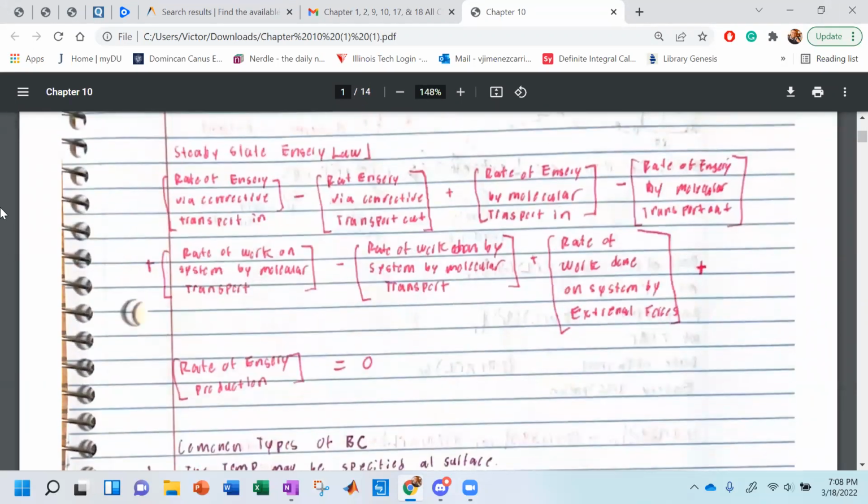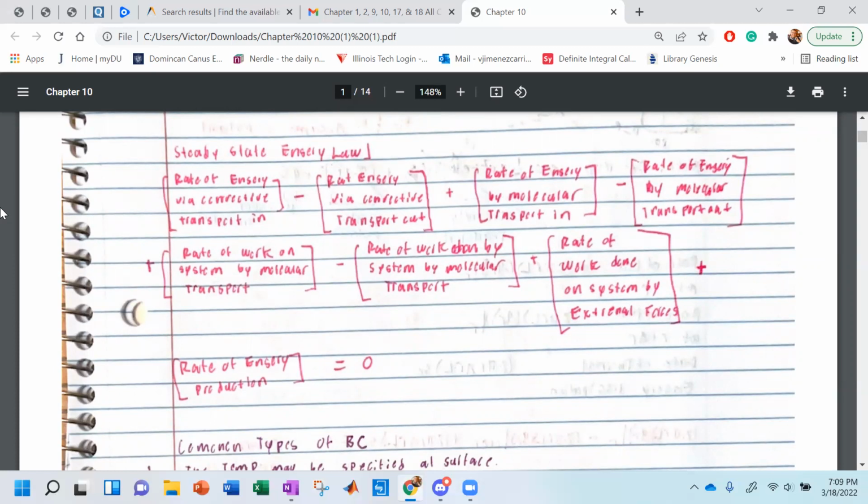All right, so a steady state energy balance is what we're going to talk about. It doesn't necessarily need flow like last time. If you have flow, it makes it complicated. So let's talk about it in parts. You have the rate of energy via convective transport in minus the rate of energy of convective transport out. We have the rate of energy of molecular transport in minus the rate of molecular transport out, plus the work on the system by molecular transport, minus the work done by molecular transport.